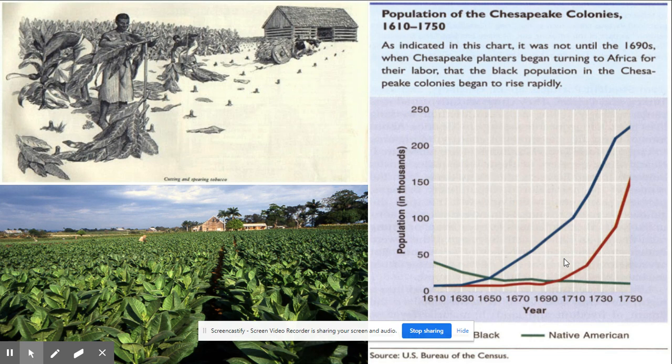Okay, so look at the population chart you have here. In 1610, understand that Jamestown is going to be one of the first colonies to be founded in America, and it's going to be founded in 1609. Slaves were not brought to the Americas. The first slave did not come to Jamestown until 1620. If I'm not mistaken on that, I'm pretty sure it's 1620.